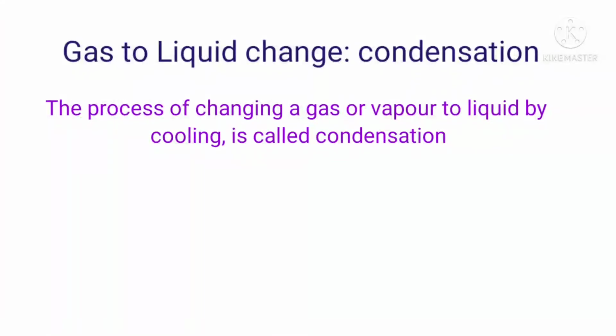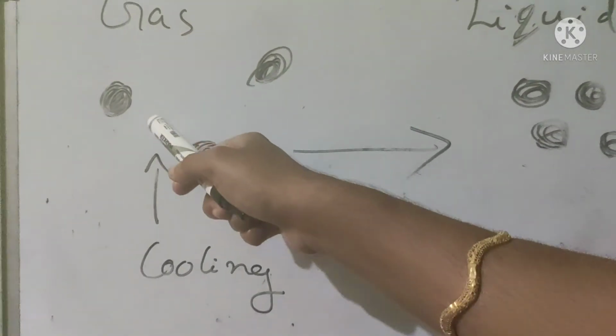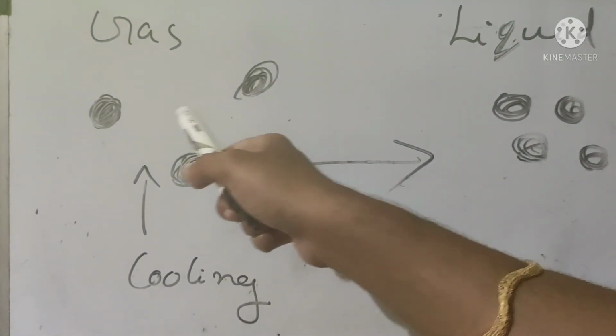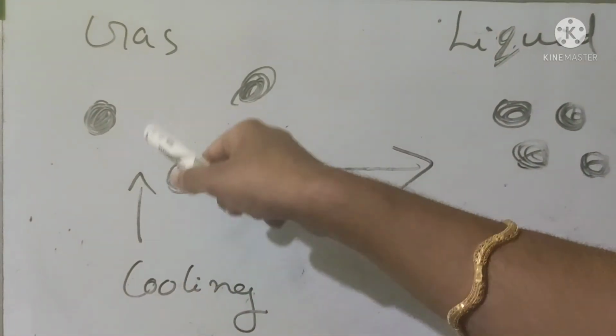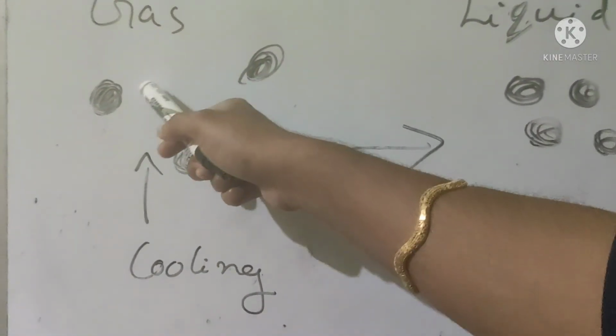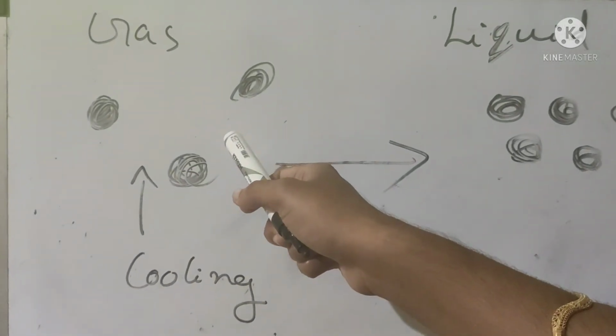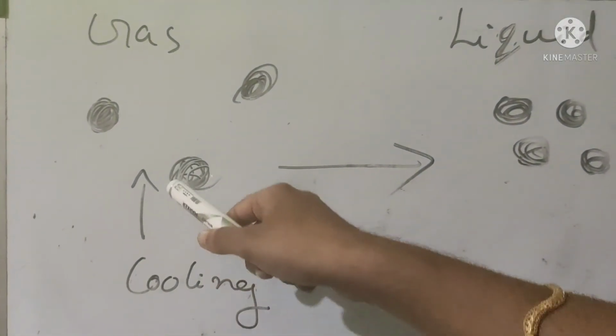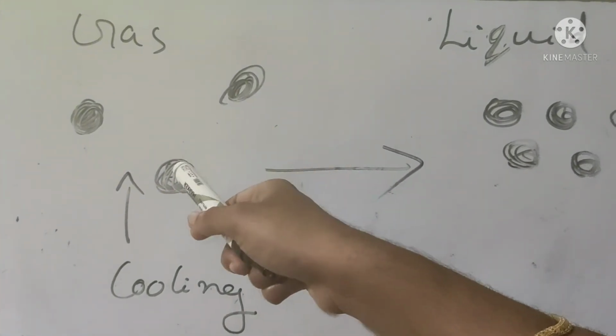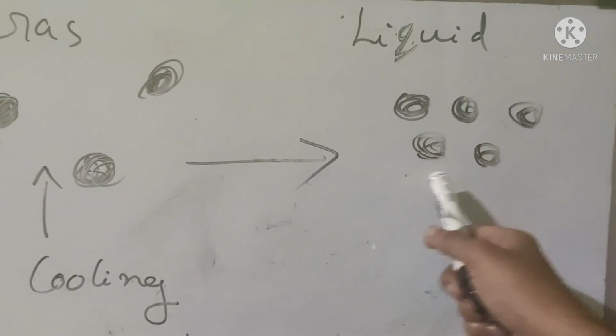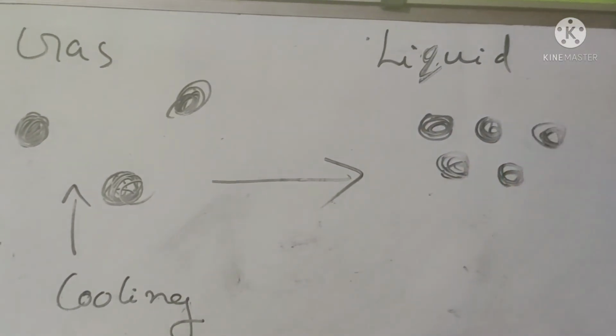Gas to liquid change. If we cool steam or water vapor by lowering its temperature, the process of changing gas or vapor to a liquid by cooling is called condensation. During condensation, when a gas is cooled by lowering its temperature, its particles lose so much kinetic energy that they slow down, move closer together until they start being attracted to each other and form a liquid. And condensation is the reverse of boiling.